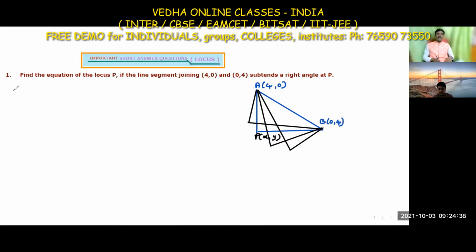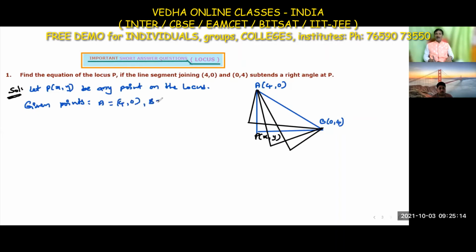For any question, always remember: let P of (x, y) be any point on the locus. Now, what are the given points? Write the given points. The first point is A (4, 0) and the second point is B (0, 4).